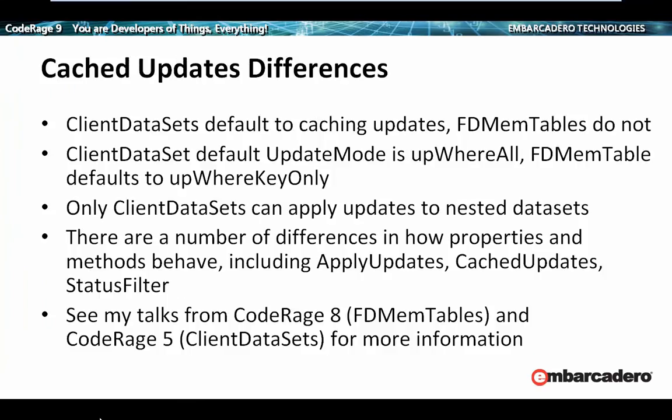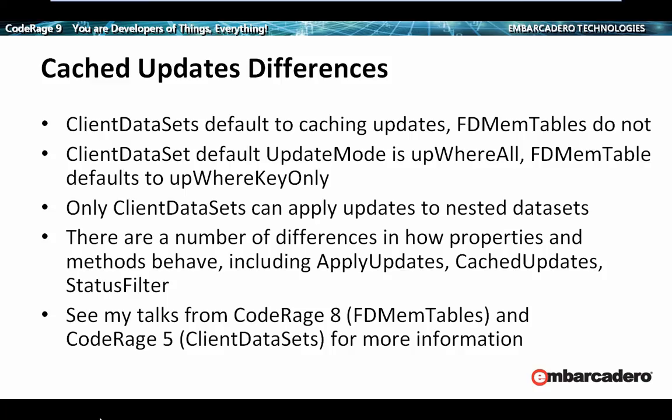Okay. Let's now talk about cached updates differences. Now, I'm not going to use a code example for this because cached updates is a very, very big topic. I just mentioned that client datasets default to caching updates. So the default value of log changes is true on a client dataset. In an FDMemTable, the cached updates property is false by default.